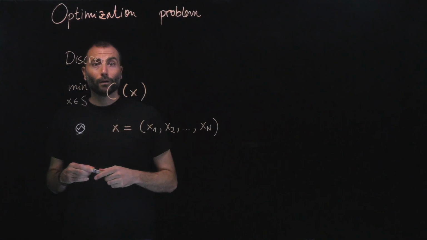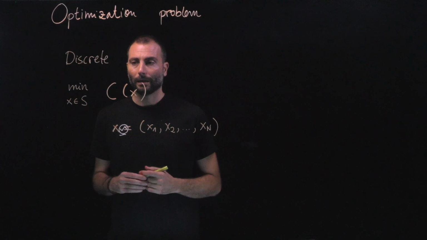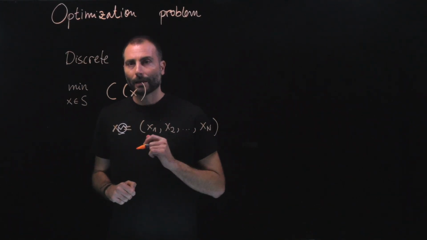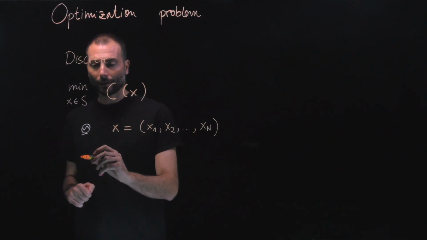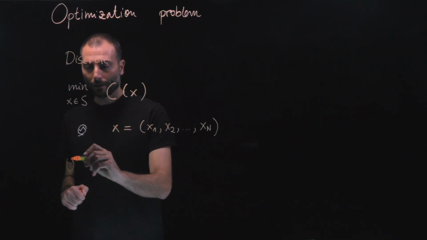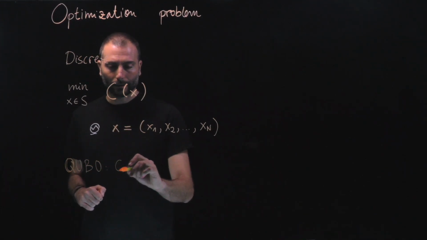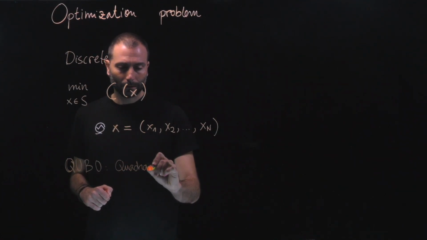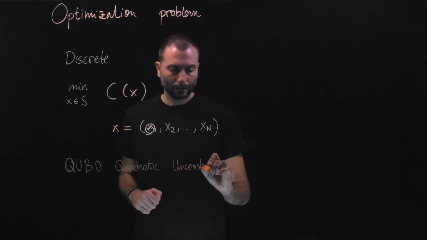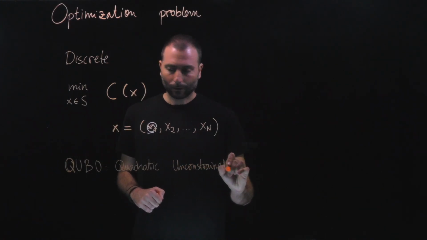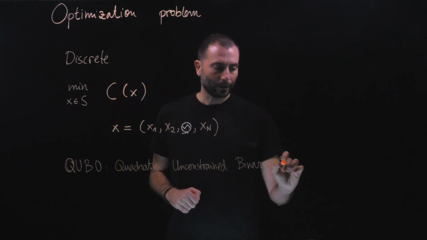Of course, there are infinitely many possible functions. The question is how we address this problem. And then there is the restricted family of problems that is the QUBO, which stands for quadratic unconstrained binary optimization.